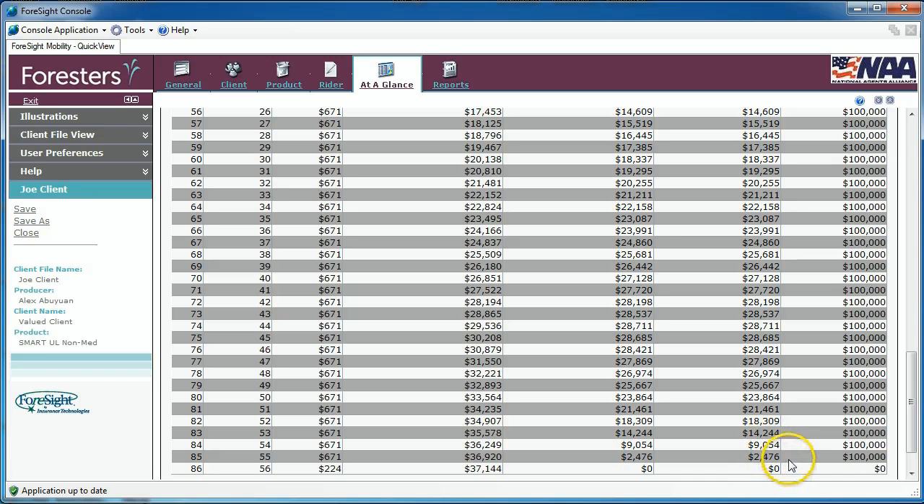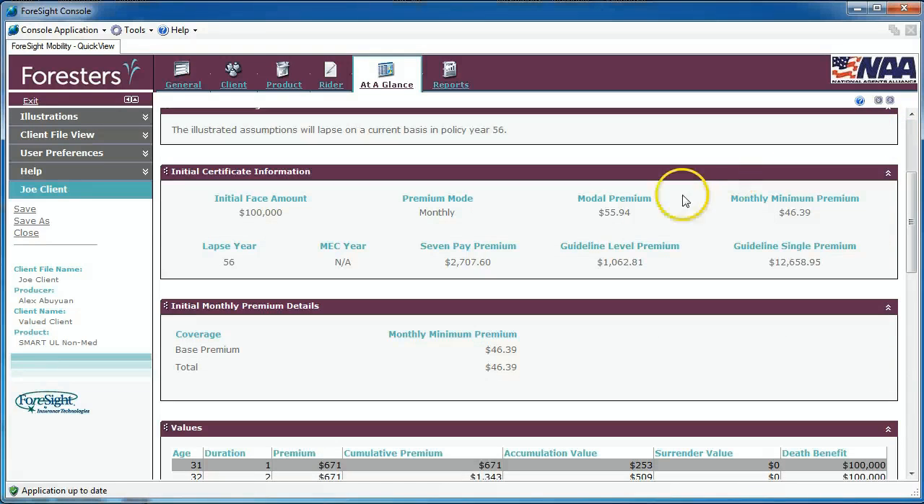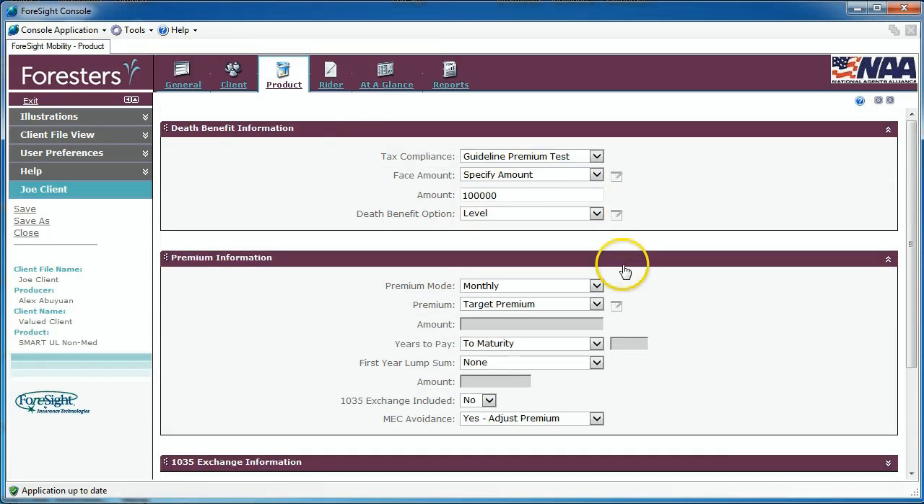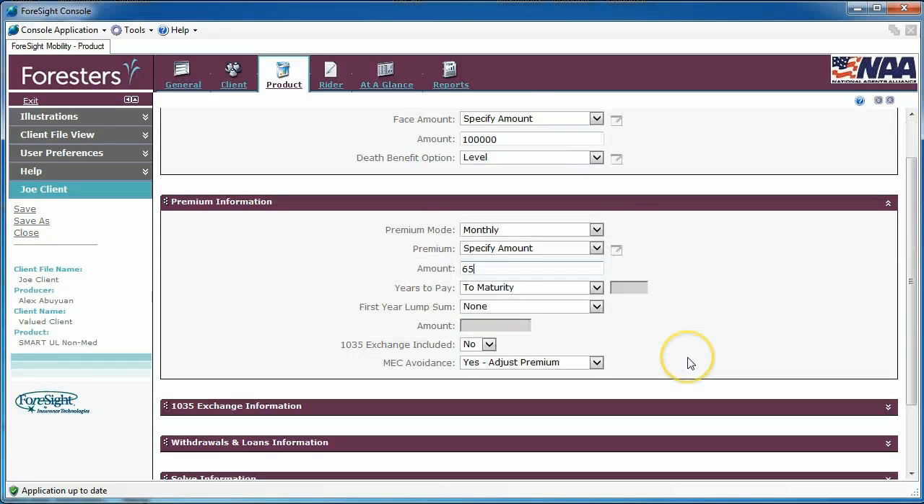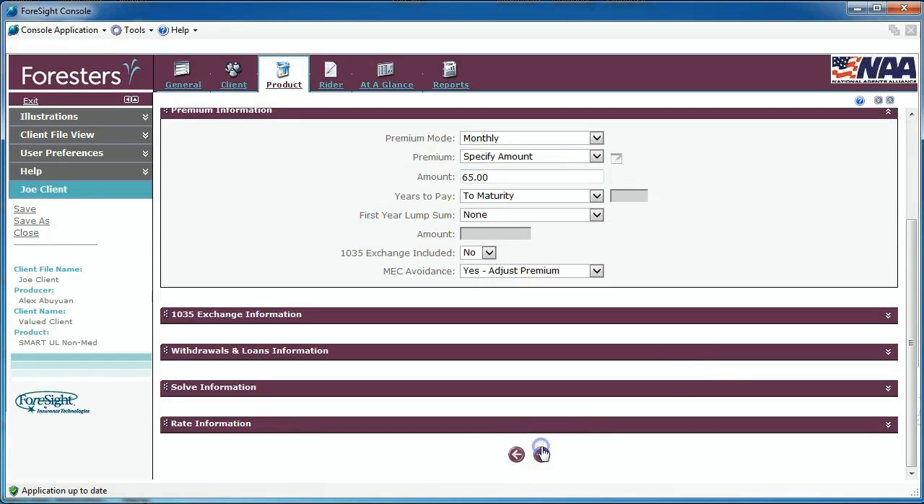Okay, so what if you want to say, well, Alex, I want the client to be able to have life insurance of 100,000 all the way to age 100? So what do I do? Well, what you do is you start playing with the modal premium, and let's add another $10 a month to it. So go to the premium, and instead of target, you choose specified. And then we're going to put, I think it's 50, so let's put $65 a month. And let's see what happens to $65 a month.